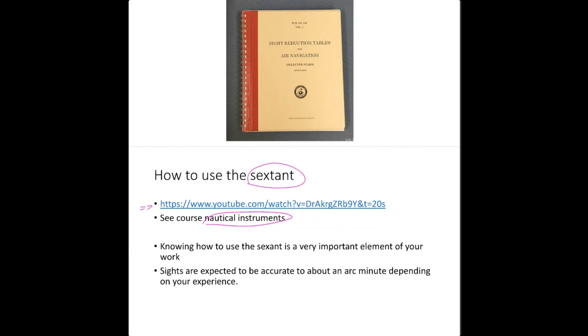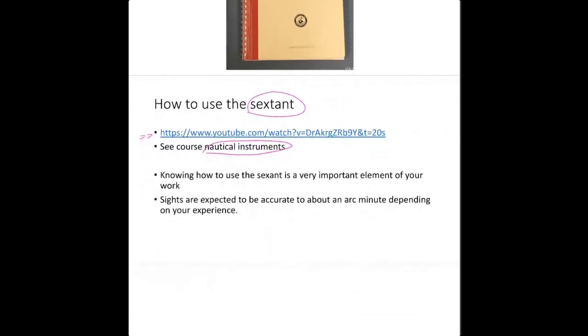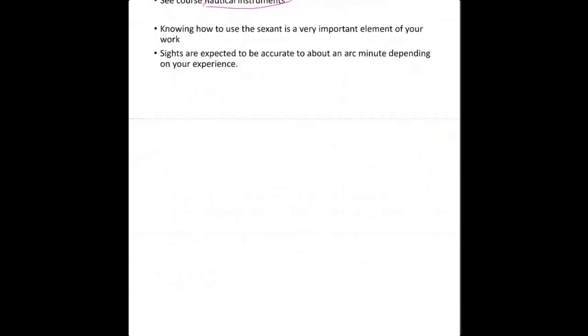Well, if you are very experienced, sights are expected to be accurate to about 1 arc minute, which is approximately 1 nautical mile. But as I said, this depends on your experience. If you're not very experienced, this can give you errors of up to 3-4 miles.